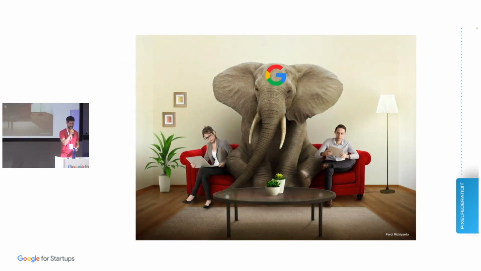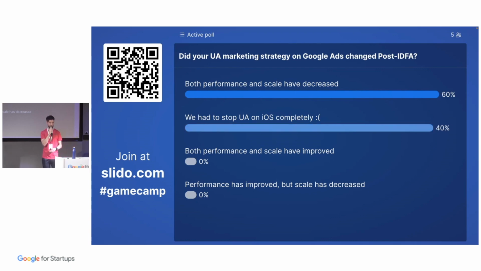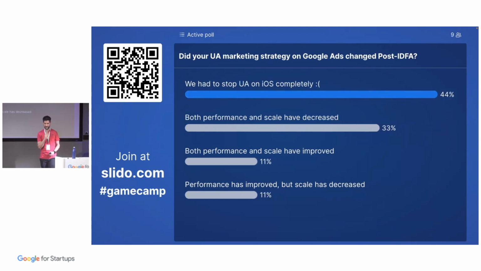And let's address the elephant in the room, Google. We are here on the Google ground. Let's see what I can bring here. Let's start with the question again, and the last one, by the way. So, did your UA marketing strategy on Google Ads change post IDFA? And what I mean by this question is whether your performance and scale improved or decreased, or you had to stop it completely, or what was your situation, guys? I'll share what happened to us in a minute.